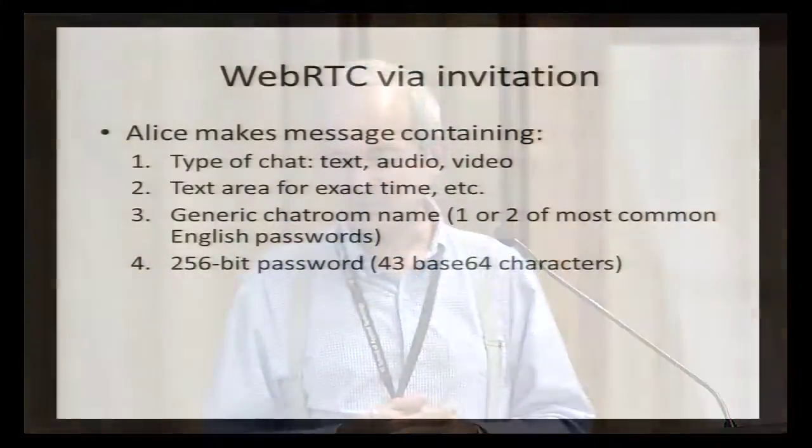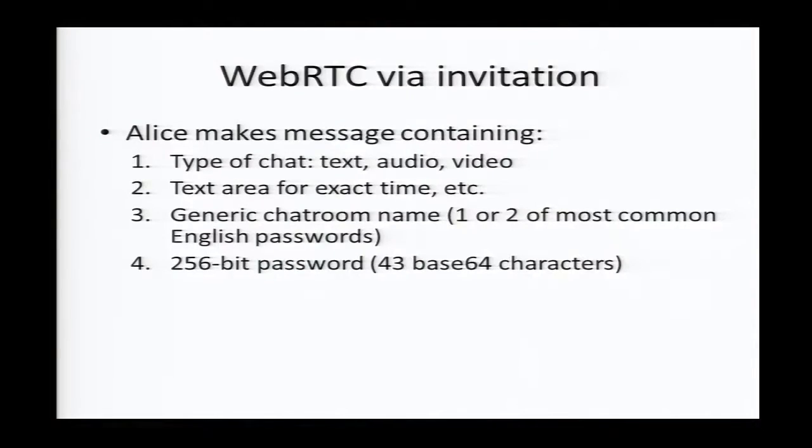All right, so the way it connects to WebRTC starts with you creating an invitation in passlog. Assume Alice is the one who initiates this. It's going to make a special message which contains these fields. Everything is very small. It has the type of chat, and there are three types of chat: text, audio, and video. Then a little text area, very small, just so you can write the time when it's going to be. You don't want to be trying to connect at the wrong time.